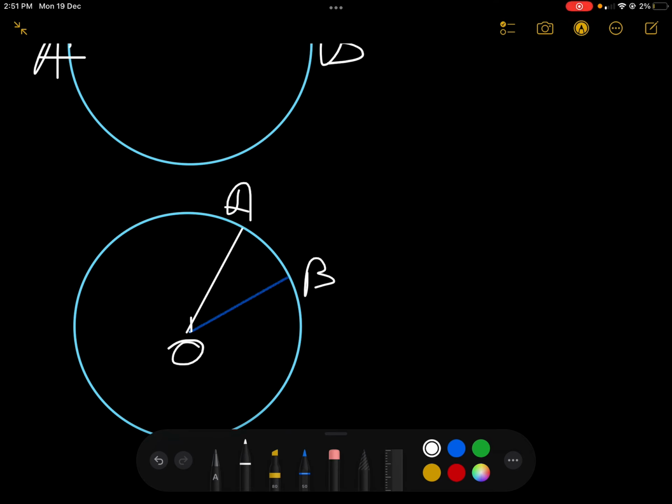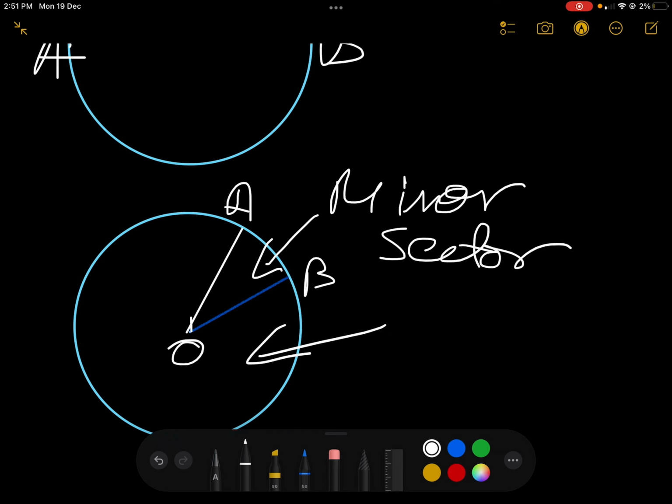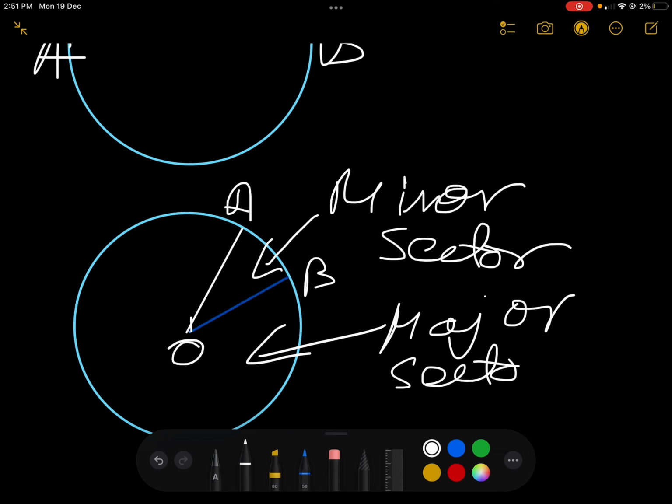Alright, so this part, as you can see, is much smaller, so we'll call it the minor sector. And this part will be called the major sector, as it is bigger than half of the circle, like here.